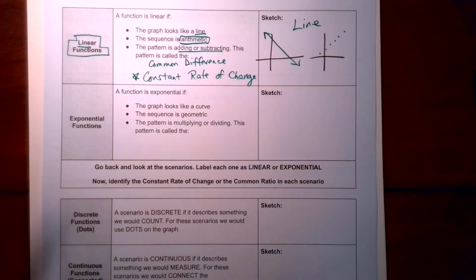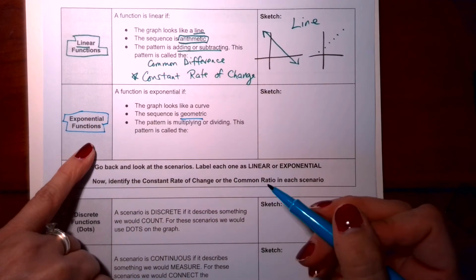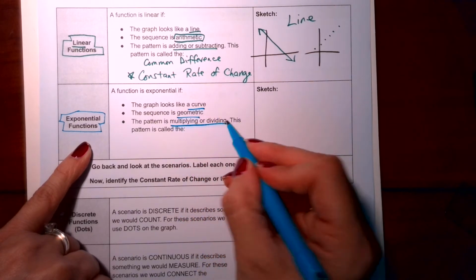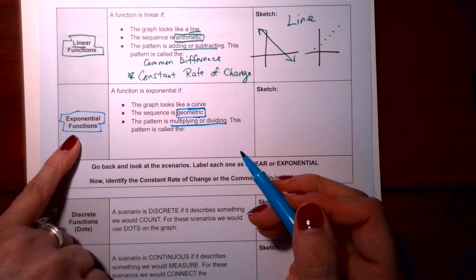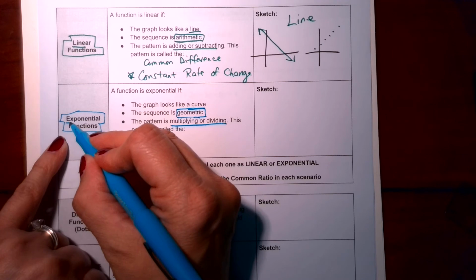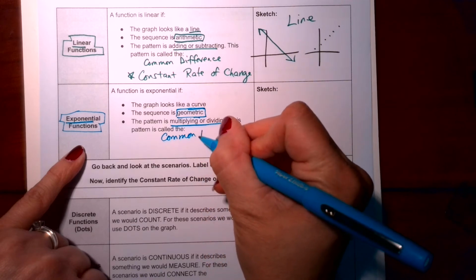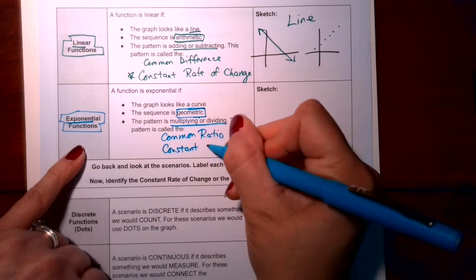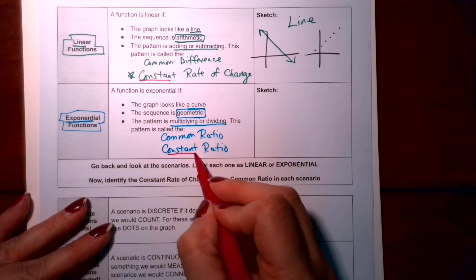All right, let's talk about the next kind. Exponential. Now, we used to call these geometric. Now we're going to call them exponential. So the graph looks like a curve. The pattern is multiplying or dividing. We used to call them geometric, but now we're going to see the word exponential. But remember, in their equations, they have exponents, right? They call this the common ratio, or sometimes the constant ratio. So you might be seeing the word constant a little bit more this chapter.